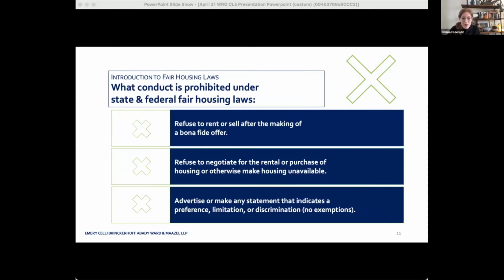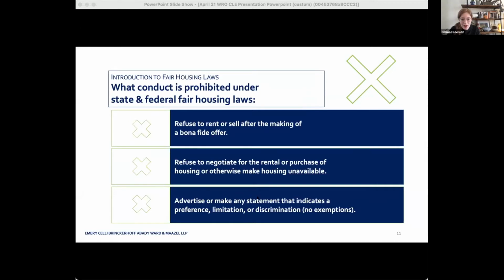And one interesting thing about this prohibition is that it's one of the only provisions in the federal fair housing law that requires someone to be in good faith looking for housing for themselves. And that matters today. We're here working with WRO because it prohibits actions brought by testers. As opposed to the other two provisions in this page, the refusal to negotiate for the rental or purchase of housing, or the making unavailable of other housing, or any advertisements or statements that indicate a preference, limitation, or discrimination against any protected group.